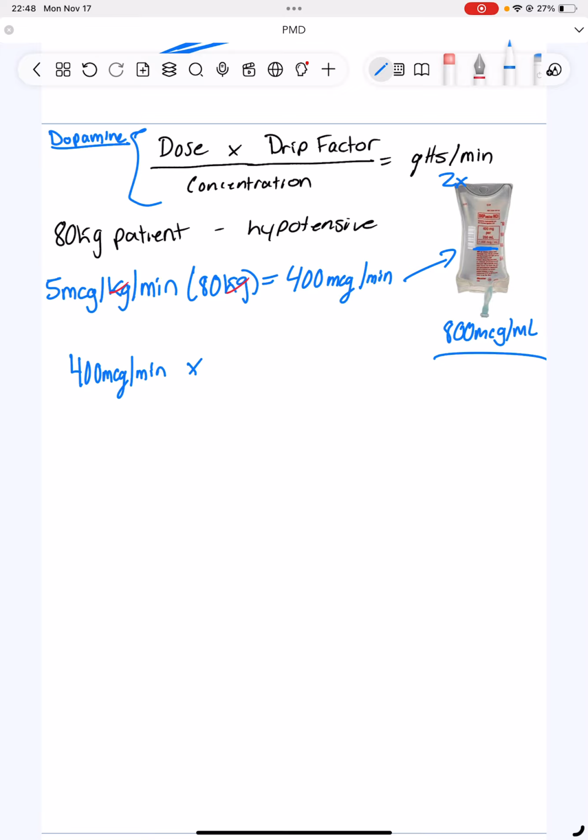times a drip factor, always going to be a micro or a buretrol. So you're going to have to know that one. Okay, so that's 60 drops per milliliter. And that's over the concentration of our dopamine, which is 800 micrograms per milliliter.